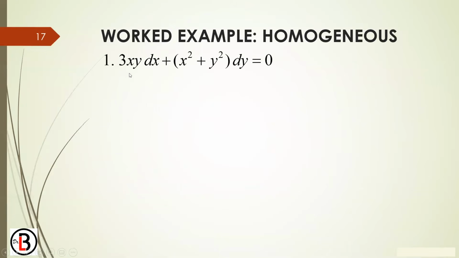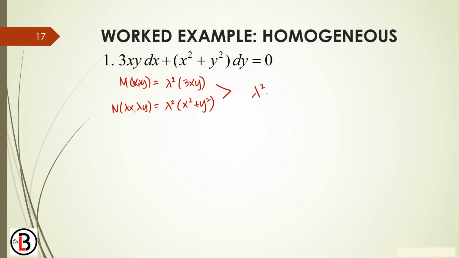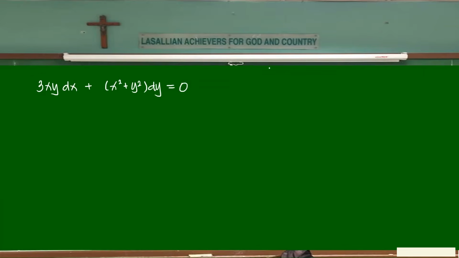Number 1. First, let's check if it's homogeneous. Tama, degree 2. Yan pala, may lambda. n of lambda x, lambda y is lambda squared times x squared plus y squared. So homogeneous of degree 2, so both m and n. Since that's the case, we know we can apply our simplification. So this one, which is simpler, m or n?